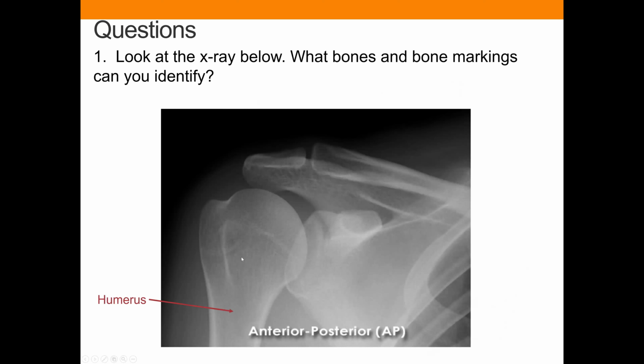So this is the humerus over here, so that is your upper arm bone, and this is the head of the humerus that's going to form the ball and socket joint of your shoulder. And the head of the humerus is forming a joint or articulation with the glenoid cavity of the scapula. And so that is this slight depression on the lateral side of the scapula.